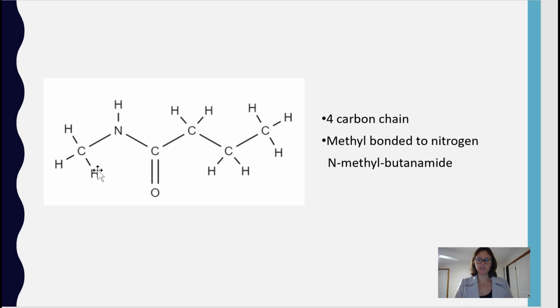So let's have a look at another one here. So let's count our longest carbon chain, 1, 2, 3, 4, and here now our carboxylic acid group here, and you can see here now we have a methyl group coming off the side. So it's a 4 carbon chain. So we're looking at butanamide, and then we have got a methyl group branching off the N. So it's an N-methyl butanamide.